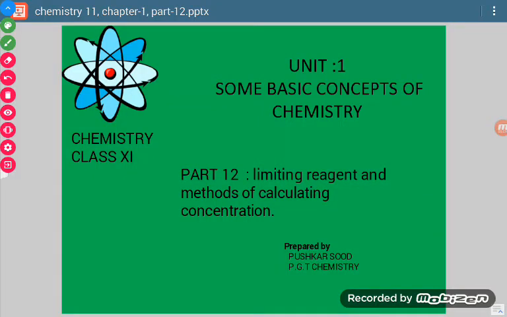Good morning, students. So today we are going to start the last session of Unit 1. It is limiting reagent and methods of calculating concentration.